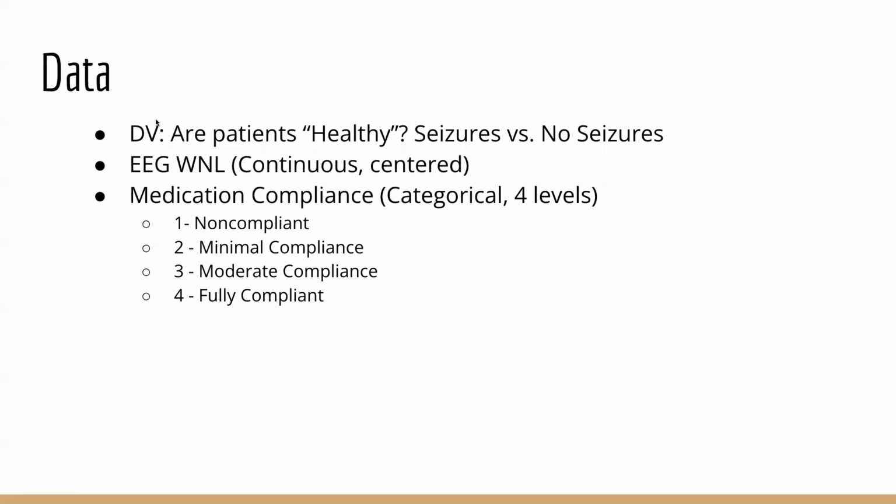Another variable is the EEG being within normal limits. This is our continuous independent variable. It takes into account the test results of an EEG and the score of WNL, or within normal limits. We'll turn the outcome of these tests into a numerical value. Low numbers would indicate abnormalities present in the EEG, and then higher scores would indicate more normal, within normal limit EEGs. Lastly, we also have our categorical predictor, which is medication compliance, and this is divided into 4 levels. So 1 would indicate non-compliance, 2 would indicate minimal compliance, 3 is moderate compliance, and 4 would be fully compliant to taking their medication.